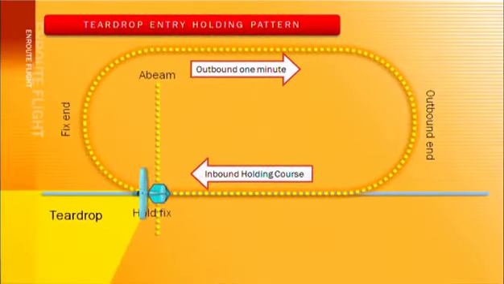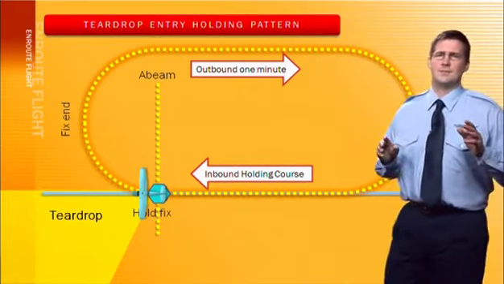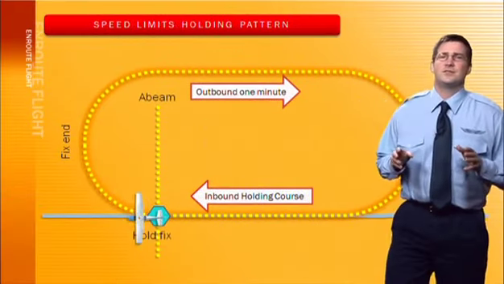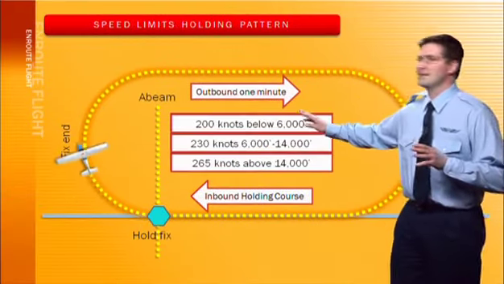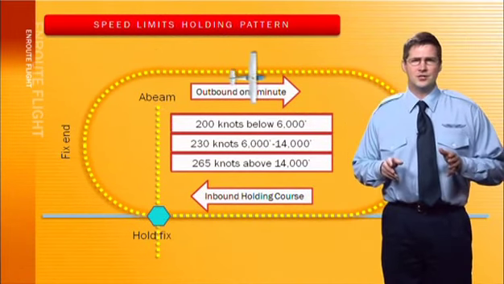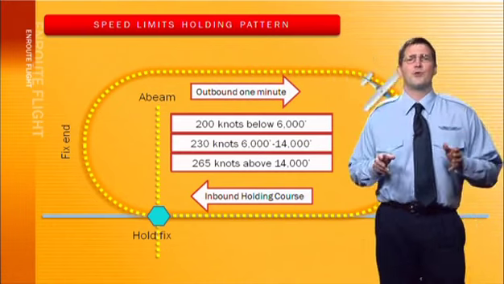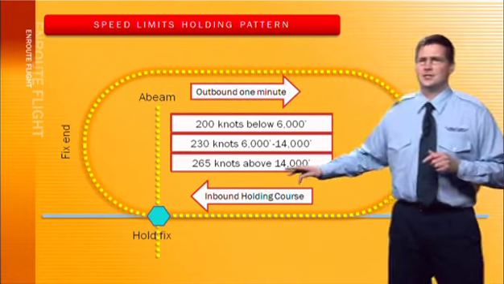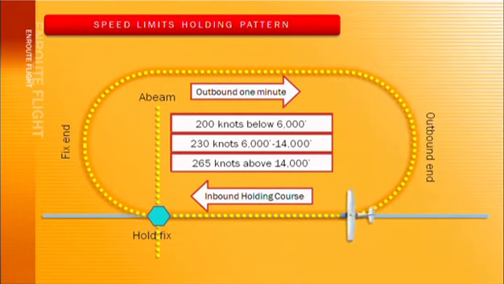Now, there are airspeed limitations for holding patterns, and we'll look at them now. Below 6,000 feet, the limit is 200 knots. Between 6,000 feet and 14,000 feet, the limit is 230 knots, and above 14,000 feet, the speed limit is 265 knots. Now, most general aviation aircraft won't need to worry about the differences, but if you were to fly a jet aircraft and start holding at 14,000 feet and stayed in the hold to lose altitude, you might need to change airspeeds even while holding.